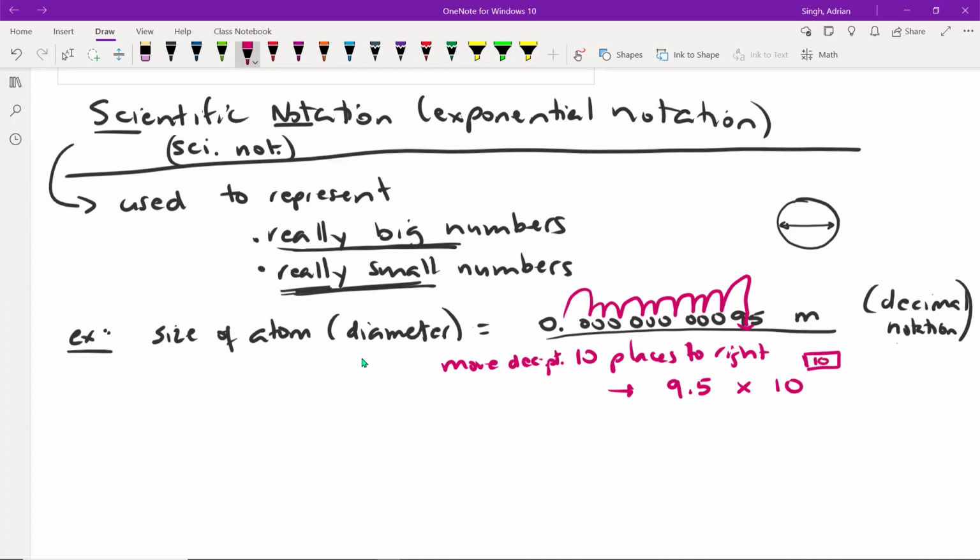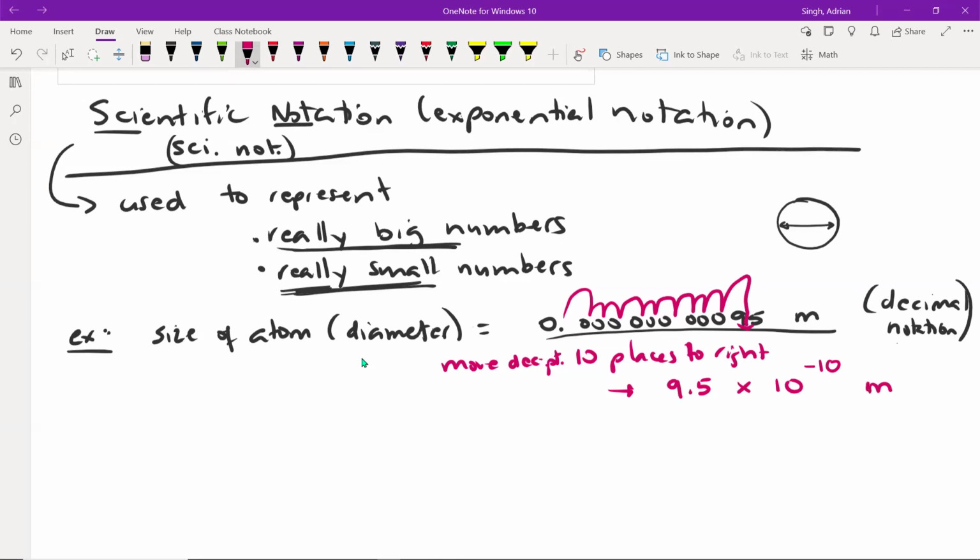Let me double check that. 1, 2, 3, 4, 5, 6, 7, 8, 9, 10 places, and I moved it to the right. So not only is the exponent, or the power, going to be 10, it's going to be a negative value. So 0.00000000095 is the same as 9.5 times 10 to the negative 10. And don't forget your unit here now.